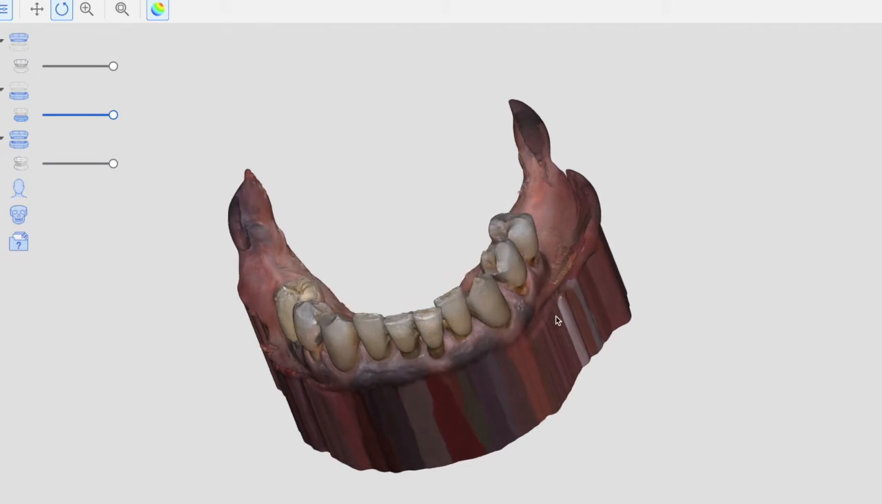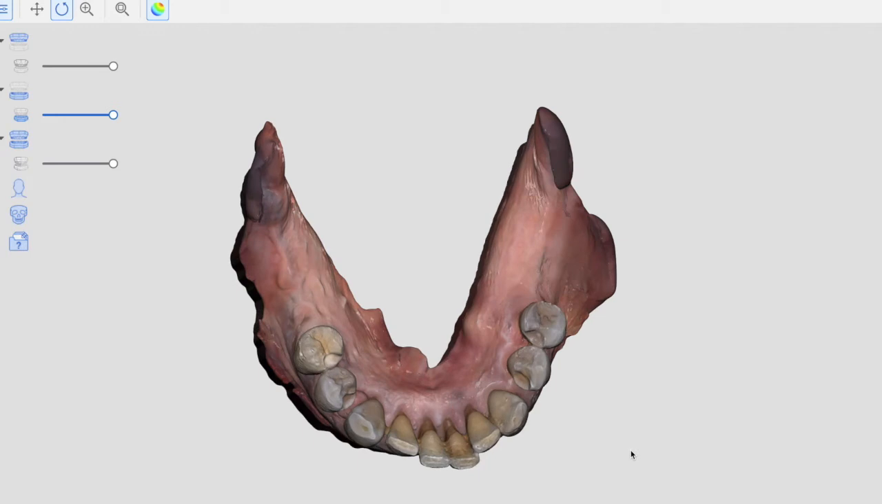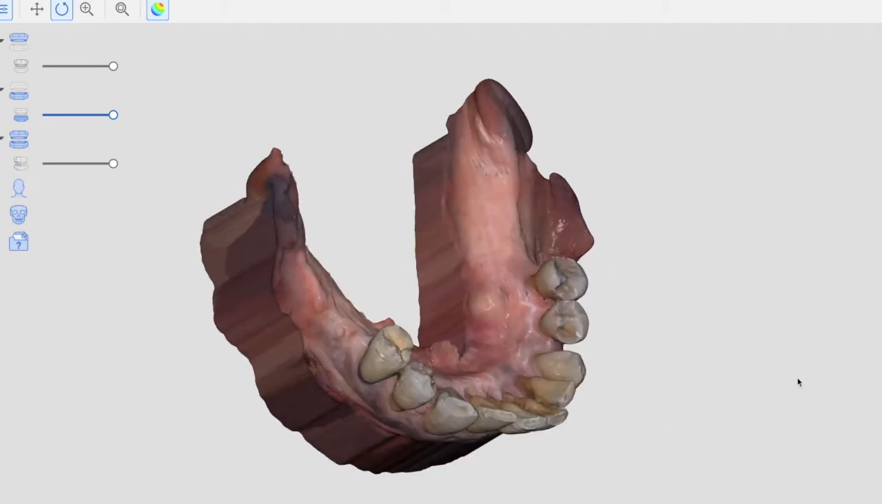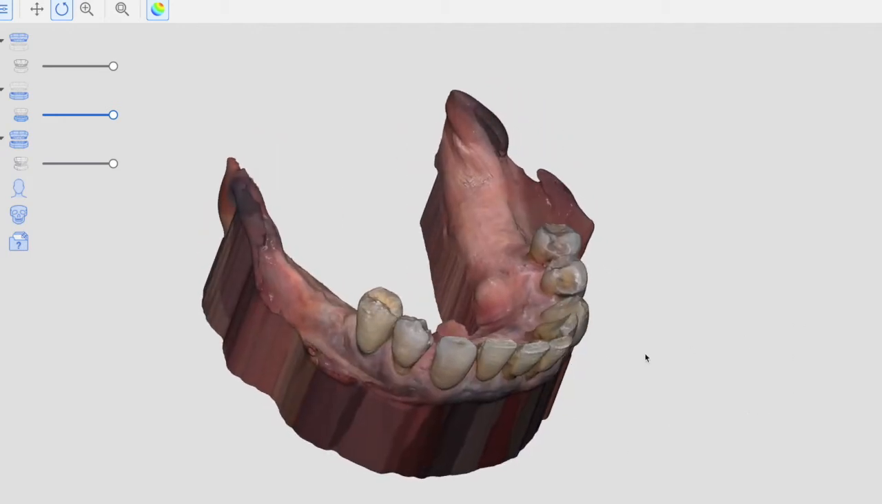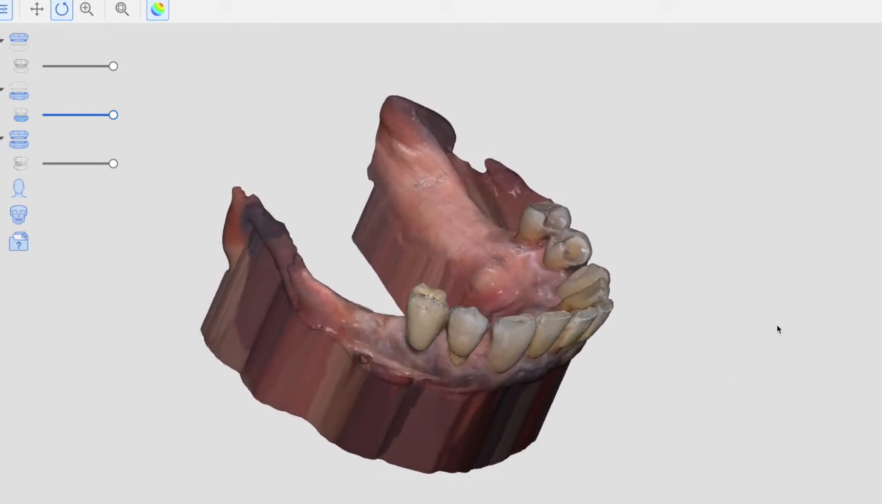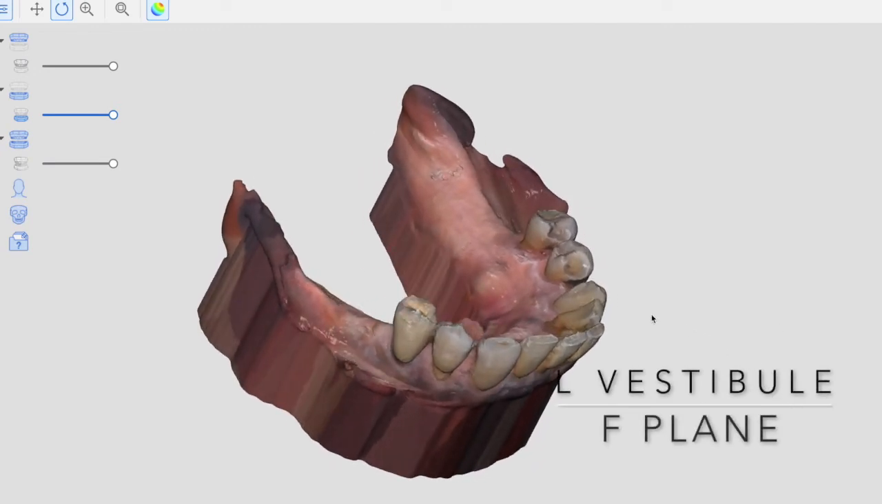And the next reference is on the lingual side. The lingual surface of this floor, which is the floor of the mouth, is called the F plane, and another name is the lingual vestibule. So this entire surface we call the lingual vestibule.